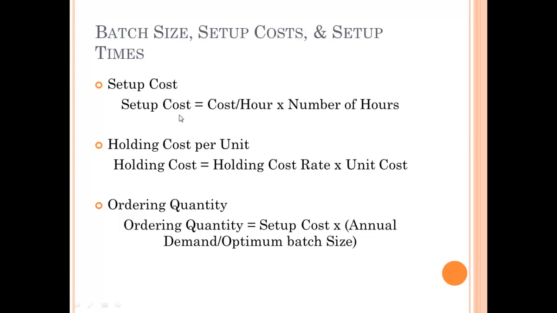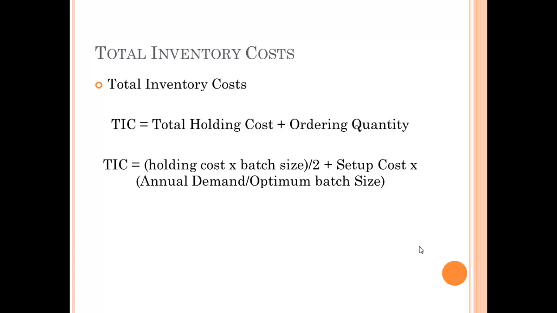All right, so setup cost is the cost per hour of the machine being down times the number of hours it's down. The holding cost per unit is the holding cost rate times the unit cost. So that's going to be a number like 18%, 20%, 12%. Okay. Ordering quantity is the setup cost times the annual demand divided by the optimum batch size. All right. So these are just a few definitions, and we're going to use them in calculations.